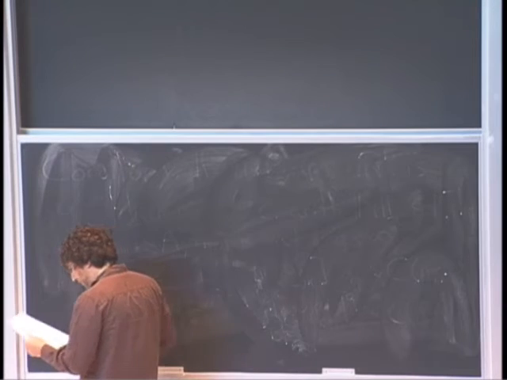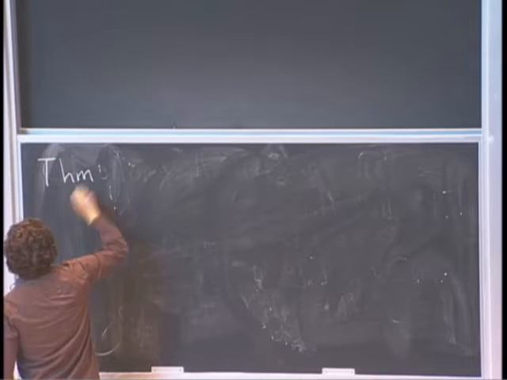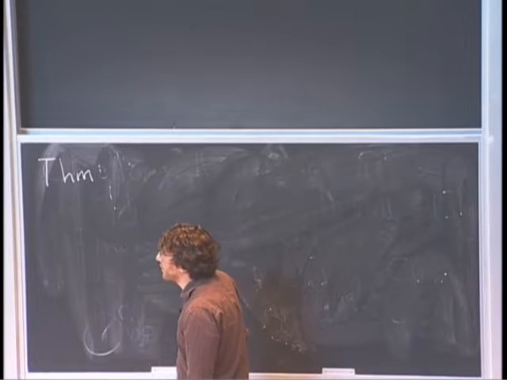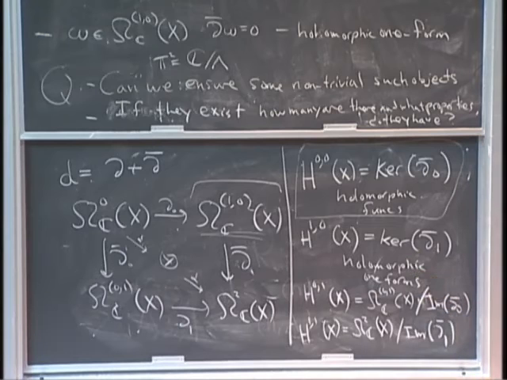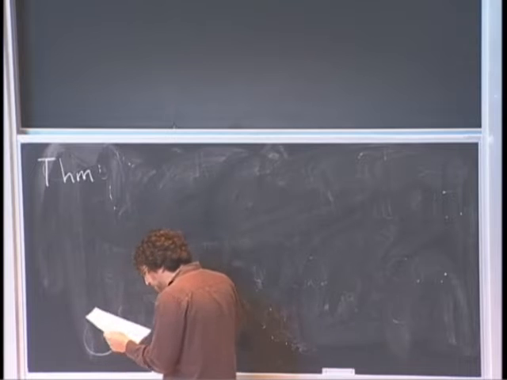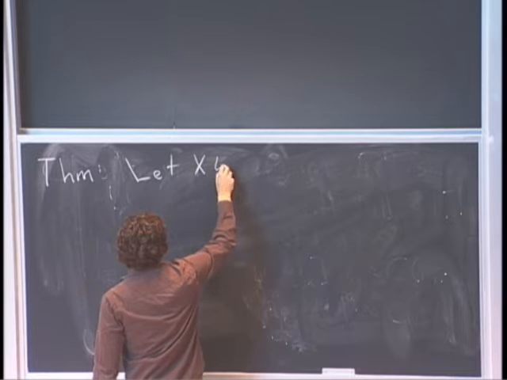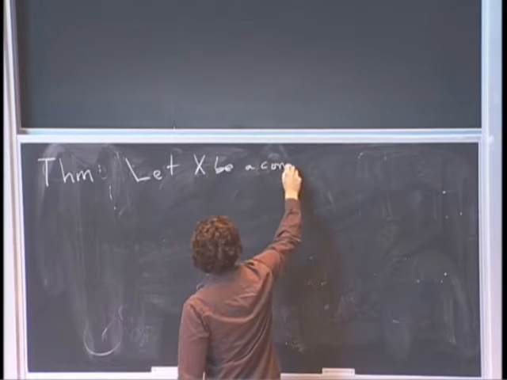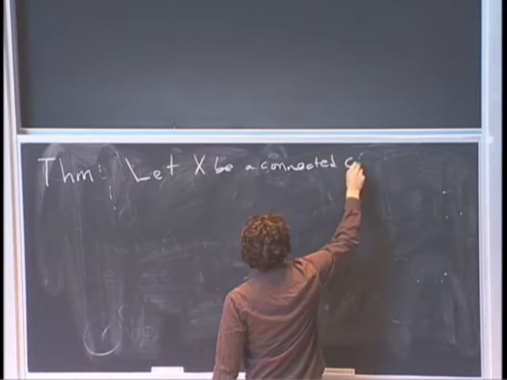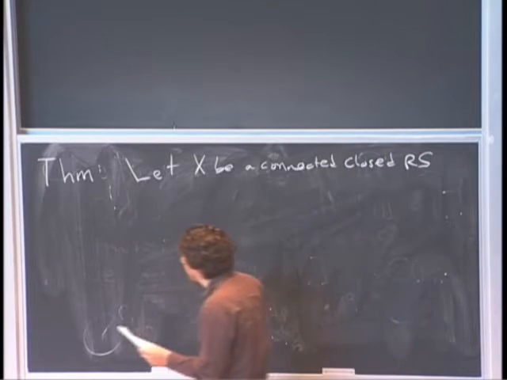Okay, so the point is we have all these natural maps, and then we actually now can get a nice theorem which will explain, using these maps, how these various groups we get from the complex structure relate to the theory we get from the de Rham theory. Okay, so let X be a connected, closed Riemann surface.